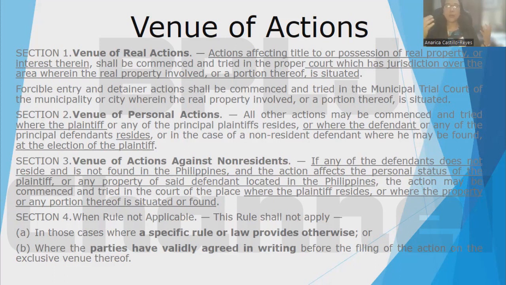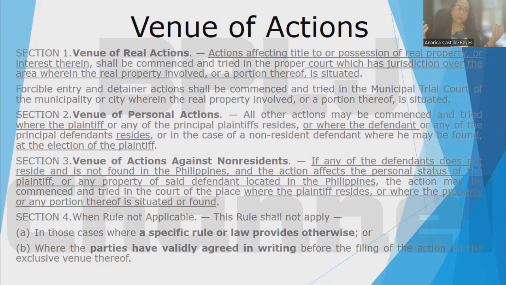So there are two exceptions to the general rules on venue. First, if there is a specific law that is not consistent with Sections 1 to 3. And second, when there is an exclusive stipulation on venue agreed upon by the parties before the filing of the action. In such cases, the rules on venue under Sections 1 to 3 will not apply, but the stipulation of the parties on venue will apply.